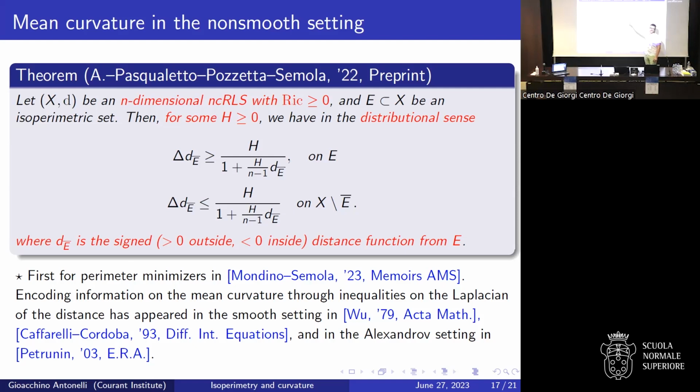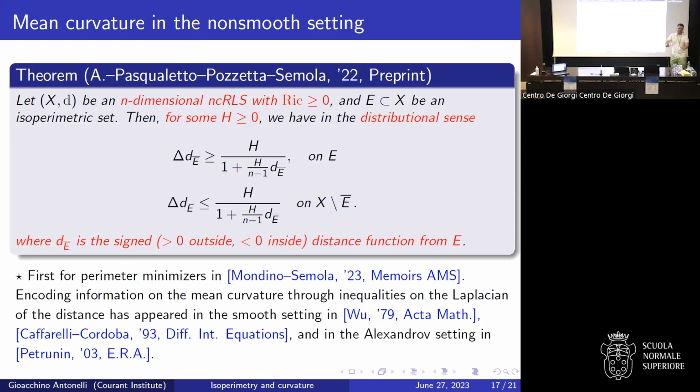So this is how you encode it. This is equivalent to saying that the mean curvature is equal to H on the boundary when you have non-negative Ricci curvature in the non-smooth setting. So this is really a non-smooth substitute of this information, and you have this in a distributional sense. What does it mean? The integral of phi against the Laplacian is minus the integral of the gradient. You have a notion of how to multiply gradients. So you have these bounds that are sharp on the Laplacian of the distance function.